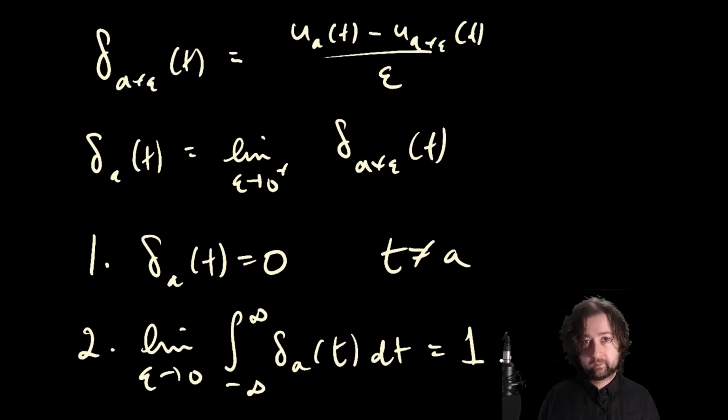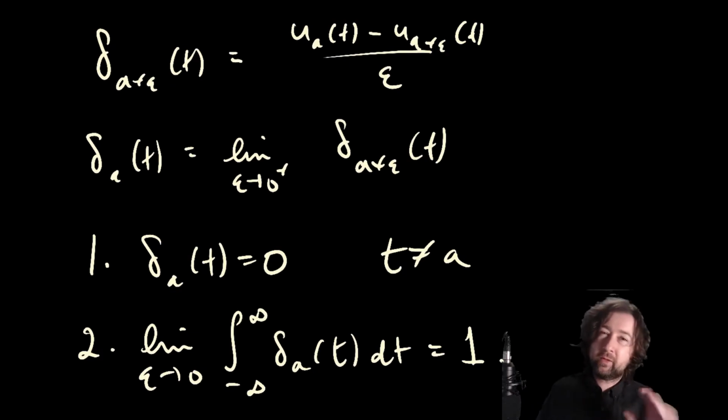Okay? Now, there are two other really important properties that delta has. The first is that delta does something when you multiply it by a function. And the second is that delta has a Laplace transform. And those are the next things that we're going to talk about.